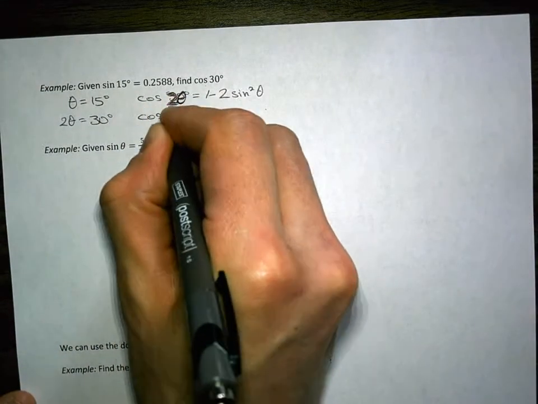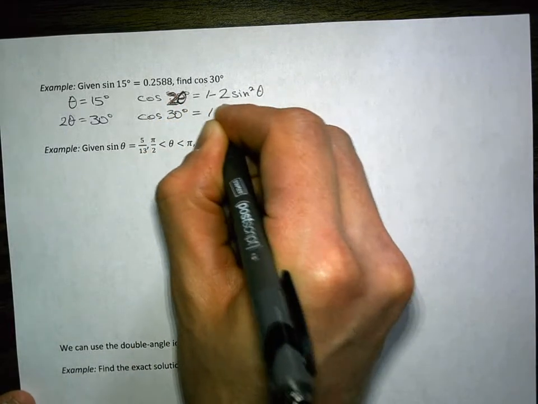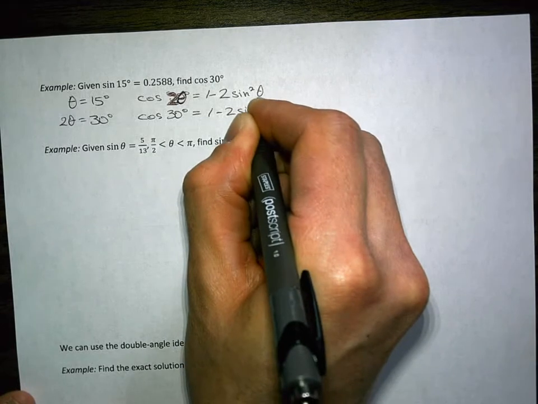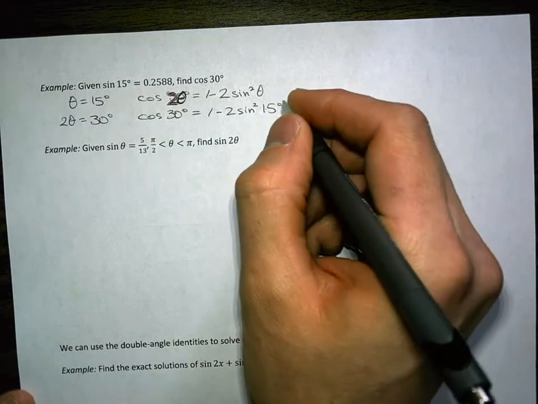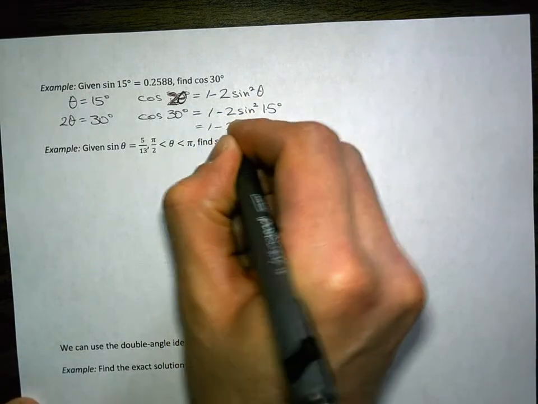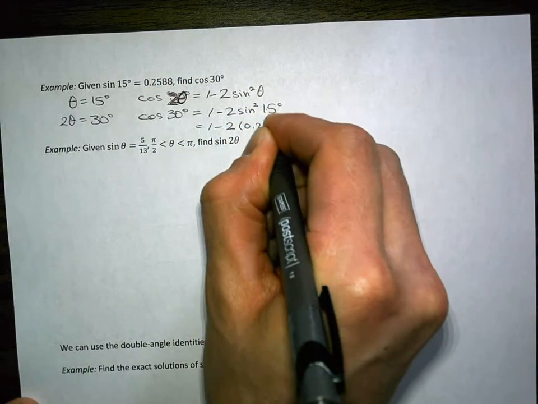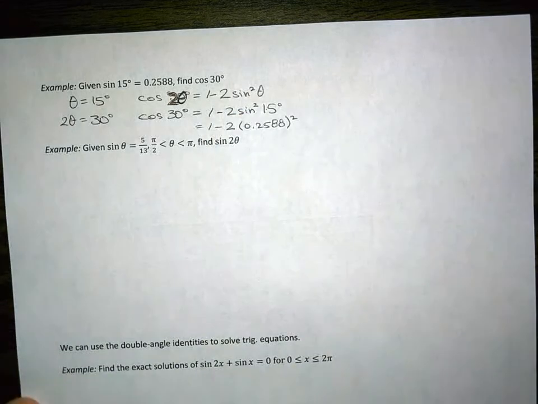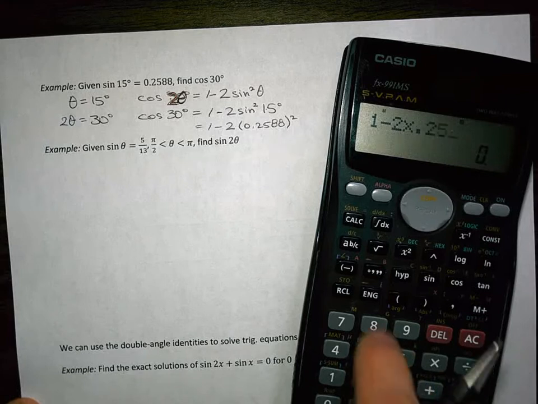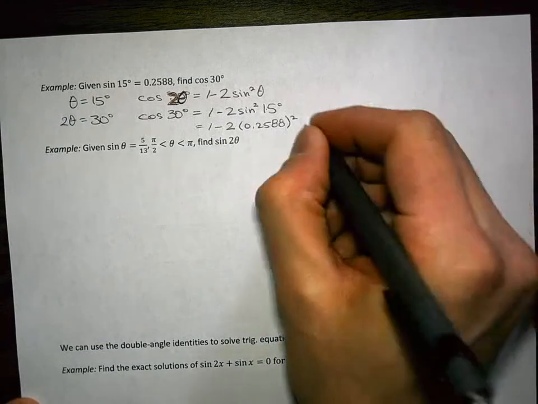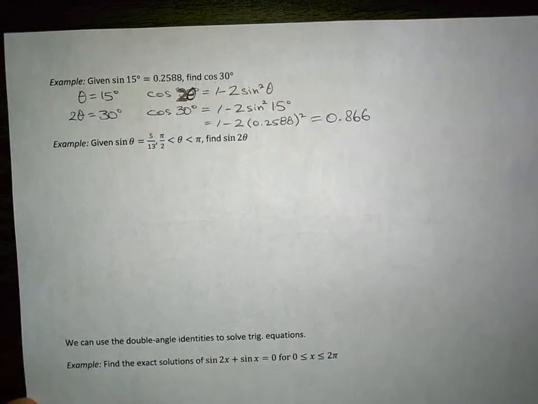So now I can sub in the values. It's cos of 2 times theta. So cos of 30 degrees is equal to 1 minus 2 sine squared of 15 degrees. You can sub in your numbers. So sine 15 is 0.2588 squared. And that's going to give you an answer of 1 minus 2 times 0.2588 squared, which is 0.866. Neat.